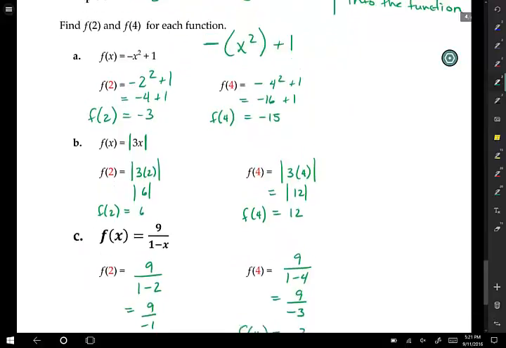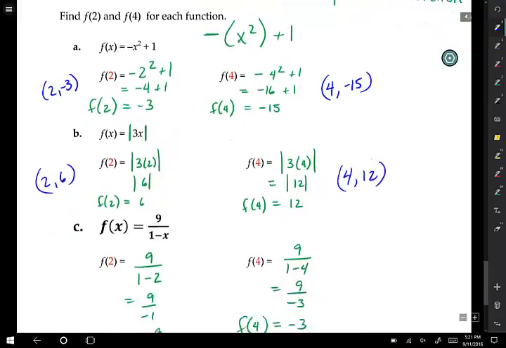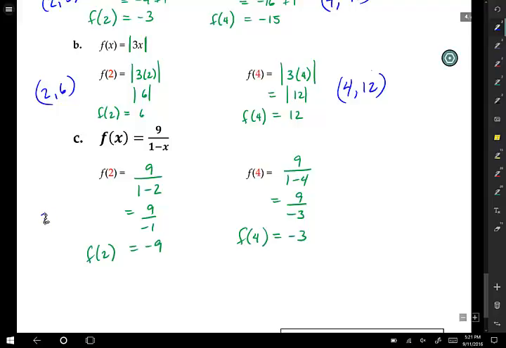Now, I realize I've written all these with function notation, but I want to go back and help you show that each one of these could be written as a point. So written as a point, we could write this first one as the point 2, negative 3. Or over here, 4, comma, negative 15. Down here on B, this could be written as 2, comma, 6. Or over here to the right as 4, comma, 12. And then down here at the bottom, this could have been written as 2, comma, negative 9, input and output, and 4, comma negative 3.